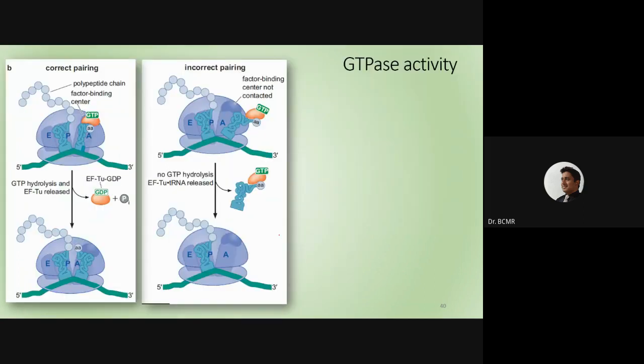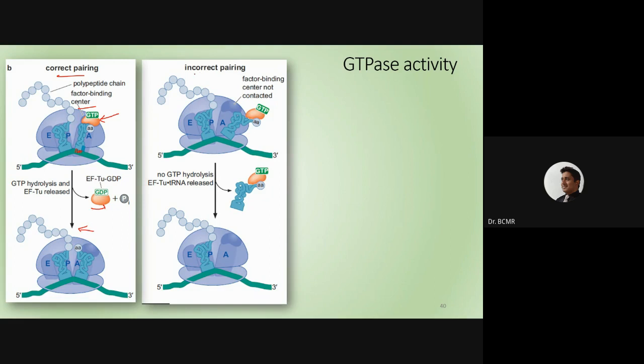The second one is the GTPase activity that we already discussed. If the pairing between codon and anticodon is correct, then EF-Tu will fit well into the factor binding site. Then GTPase activity happens and EF-Tu is released, and then accommodation and other steps would happen.